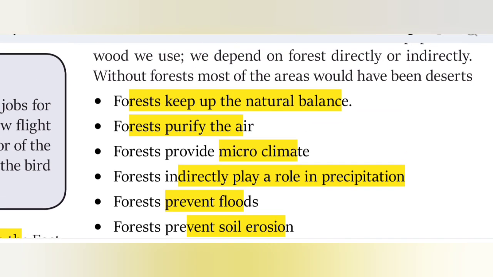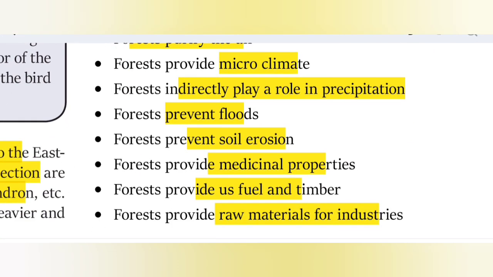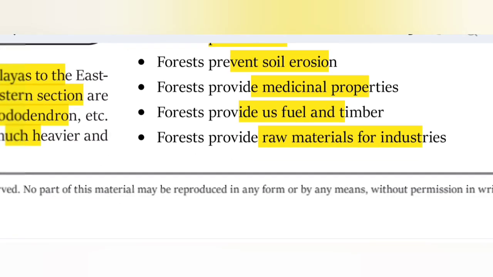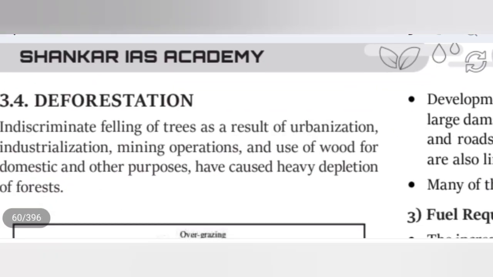So again, first, forest keep up the natural balance. Second, they purify the air. Third, they provide microclimate. Fourth, they indirectly play a role in precipitation. Fifth, forest prevent floods. Sixth, they prevent soil erosion. Seventh, forests provide medicinal properties. Eighth, forests provide us fuel and timber. And ninth, forests provide raw material for industries.